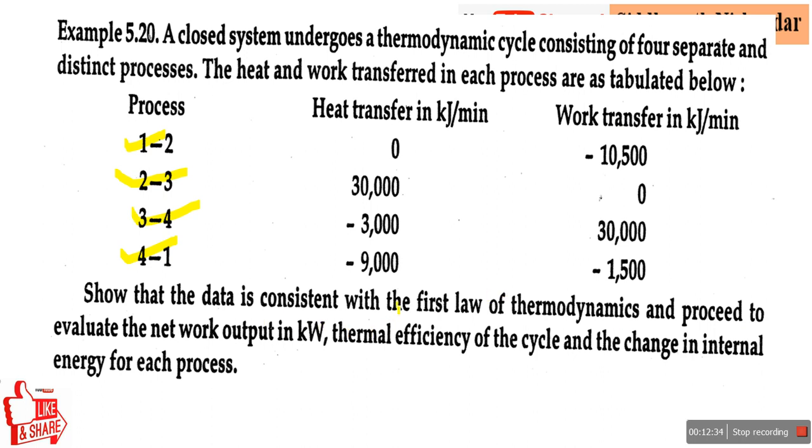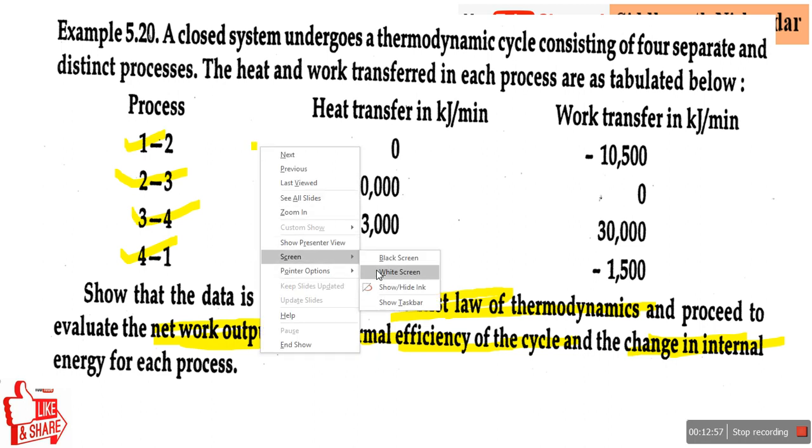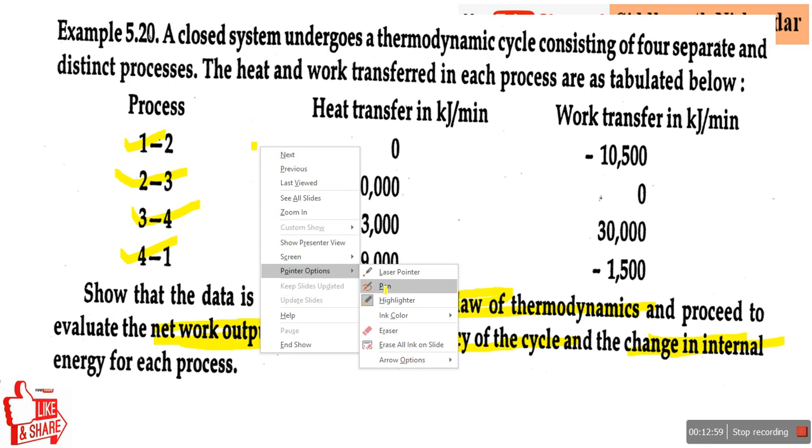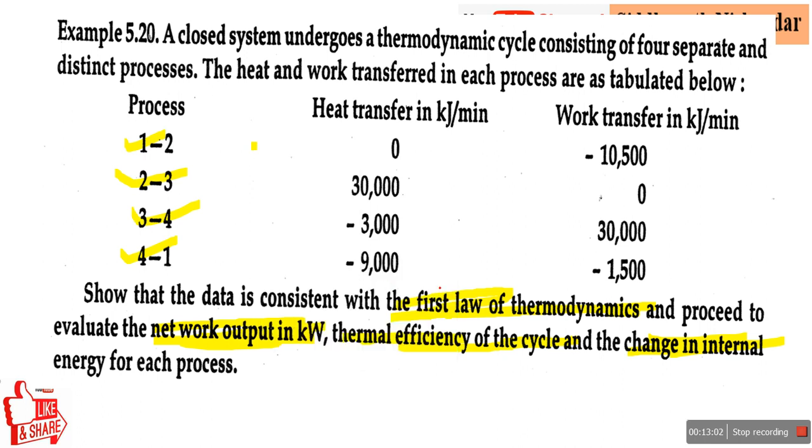They ask whether this is following the first law of thermodynamics. Then they ask to proceed to evaluate the net work output in kilowatt. Then they ask the thermal efficiency of the cycle and the change in internal energy. They have given the data in tabulated form for each process, and they ask for the 4 parameters.